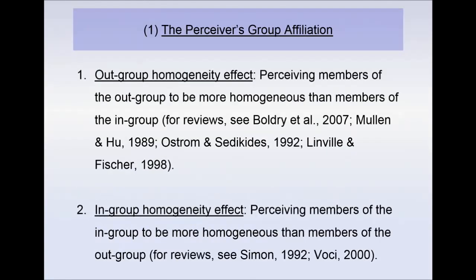So we'll start off first of all by looking at the perceiver's group affiliation. And this really is where the whole area came from. Back in the 1980s, the researchers here, Osterman, Sedikides, Linville and so on, really discovered this effect, and they called it the outgroup homogeneity effect. It's all about perceiving members of the outgroup to be more homogeneous than members of the in-group.